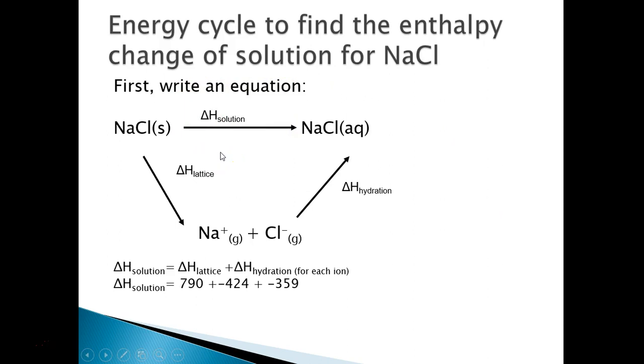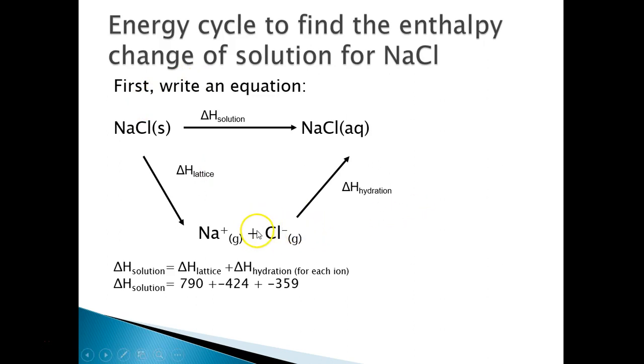So if we wanted to create an energy cycle to find the lattice enthalpy, for example, instead of doing this directly, we could take the enthalpy of solution minus the enthalpies of hydration. If we wanted to find the enthalpy of hydration, we could go backwards around this way. So we could do the negative lattice enthalpy plus the enthalpy of solution. So these energy cycles are really versatile. You can use them to find any quantity you want.